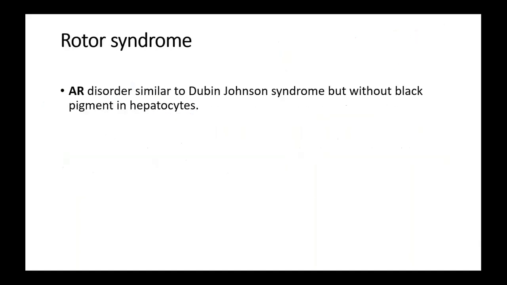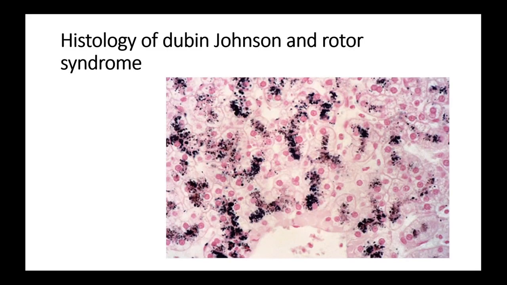Next is Rotor syndrome. Autosomal recessive disorder similar to Dubin-Johnson syndrome but without black pigment in hepatocyte. So this is how the histology looks like. Dubin-Johnson syndrome. In Rotor syndrome there will be no black, but in Dubin-Johnson you will see black pigmentation.